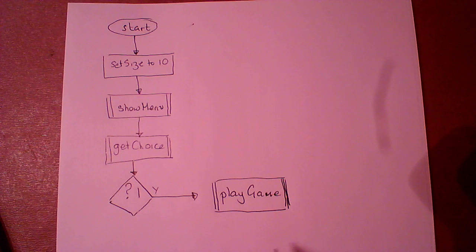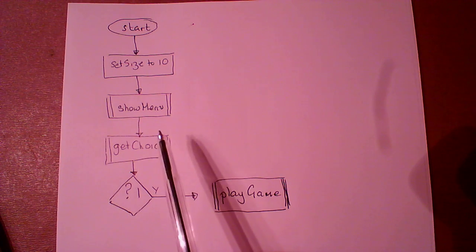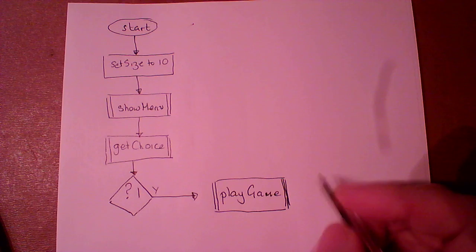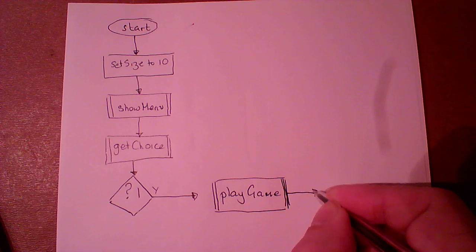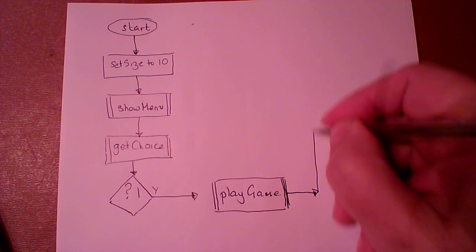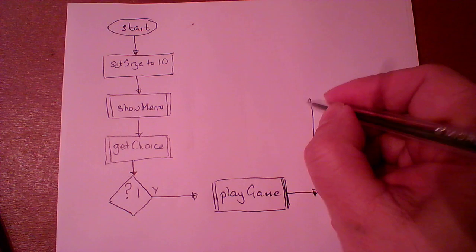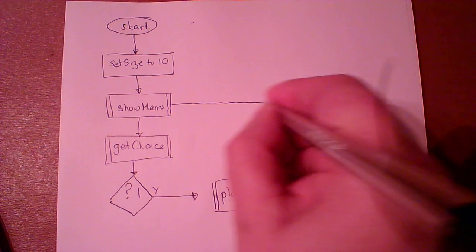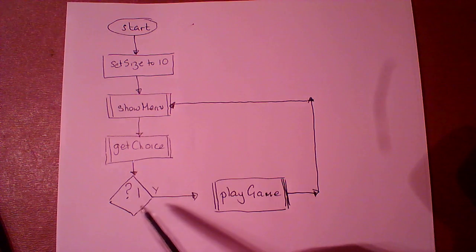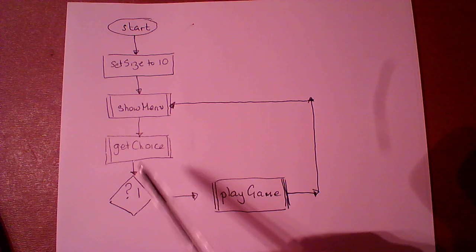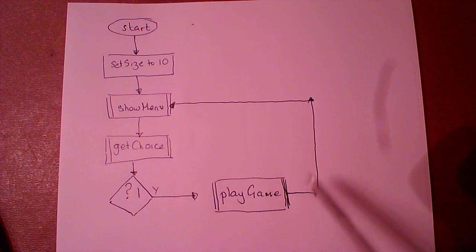Once they've played the game, when the game's over and they've won or they've lost, what we want to happen is for it to go back and show the menu to give them a chance at playing another game or changing the board size, making it more difficult. So I'm going to take it out here and then draw a line right the way back up to the show menu. So when they finish playing the game, they're going to go back. They're going to see the menu again, get another choice, play the game, keep going on. This is going to be a loop for me to play my game.